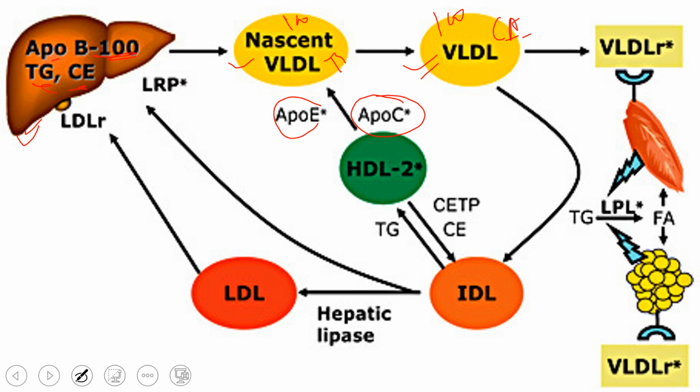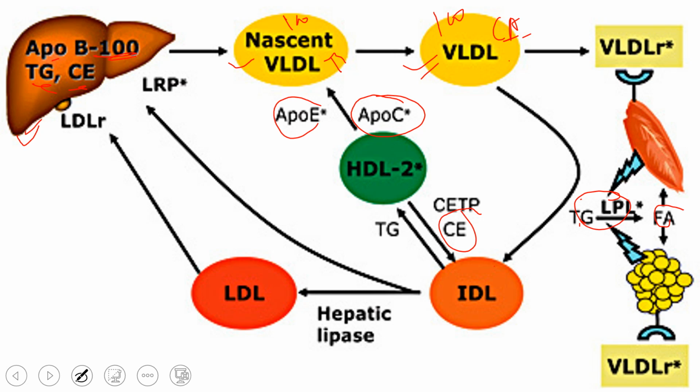Because of this C2, it activates lipoprotein lipase. Lipoprotein lipase metabolizes this triglyceride into free fatty acids and glycerol. Free fatty acid will be taken up by the muscles and adipose tissue, and glycerol will go back to the liver for gluconeogenesis and other processes. This VLDL, from which triglyceride has been metabolized, now has less triglyceride, and in the process it loses its C2, C3, and some of the triglyceride is already lost.